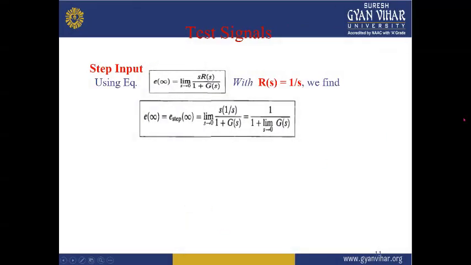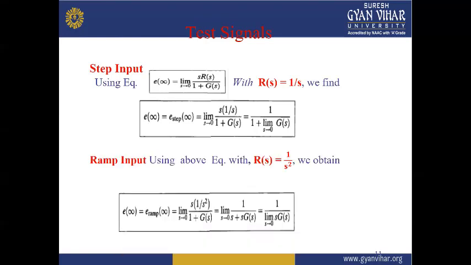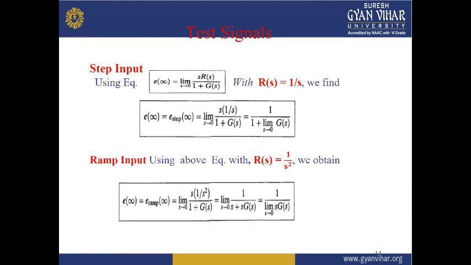Now, when we apply the step input in this equation, R(s) is equal to 1 upon s. Then e step infinity will be equal to 1 upon 1 plus limit s tends to 0 of G(s). Similarly, we can implement it for the ramp input as well. In this case, nothing changes except one extra term of s is added, that is 1 upon limit s tends to 0 of s times G(s). We can write this as Kp and this as Kv. Later on, we will see it in the upcoming slides.